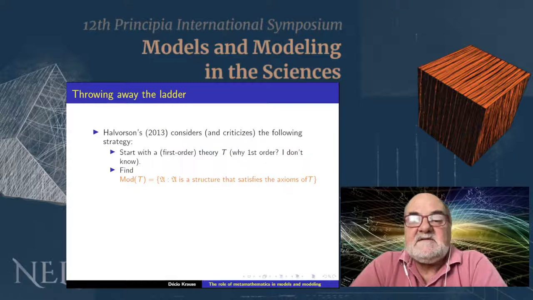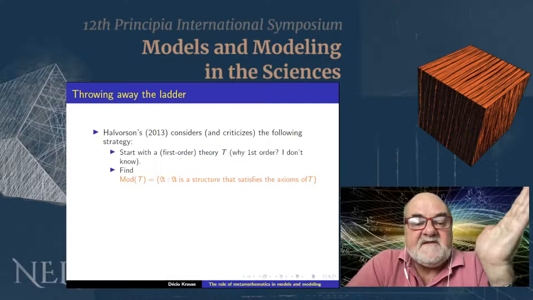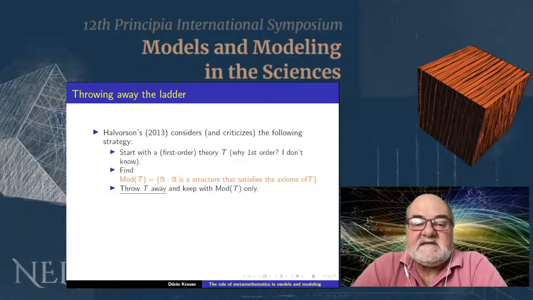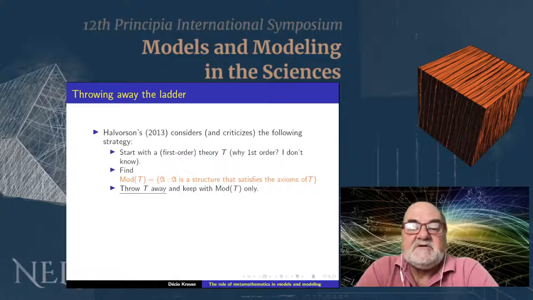Why first order? I really don't know. We could use here a higher order structure, for instance, classical particle mechanics. The important thing is that we can define then the class of models of T as those structures that satisfy the axioms of T. Then Halvorson says, throw our T away and keep just the models. And he criticizes it. I agree with him.